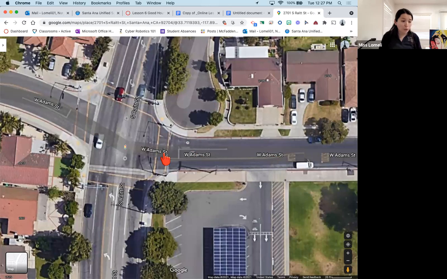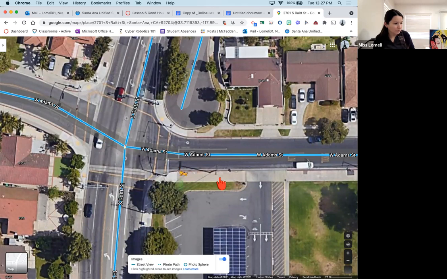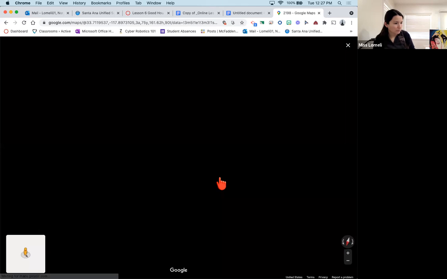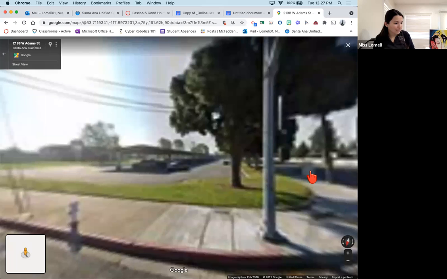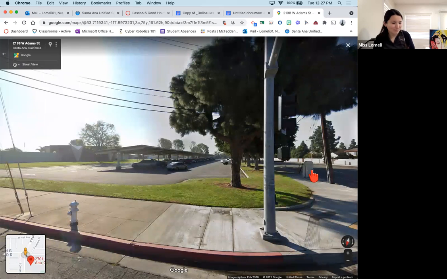It's not a super busy street, especially if you go at weird hours of the day. Like right now, there's not a lot of traffic. If you go around 5 or 6 p.m., there's probably a lot of traffic. Let me see if I can put my little human down there. It's like we're there, kids.